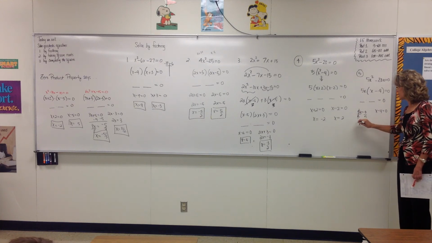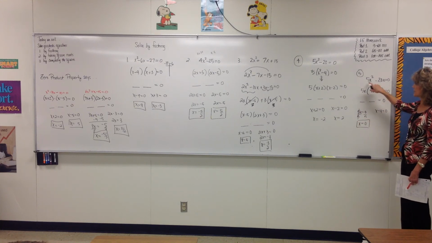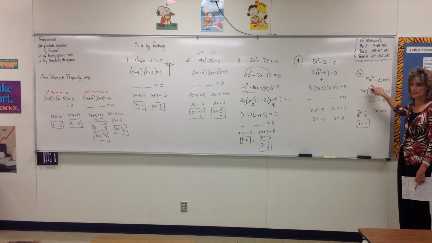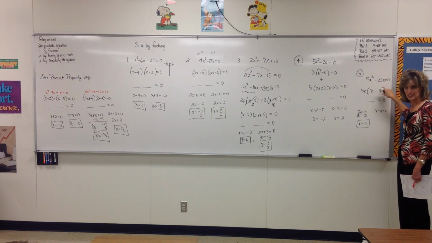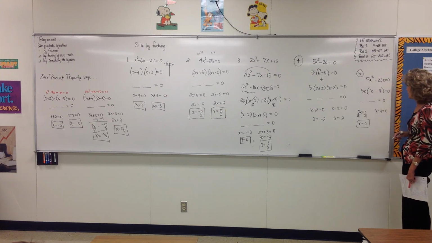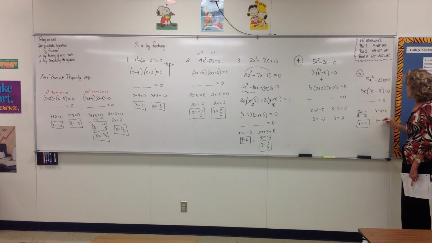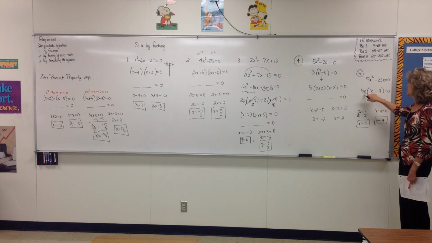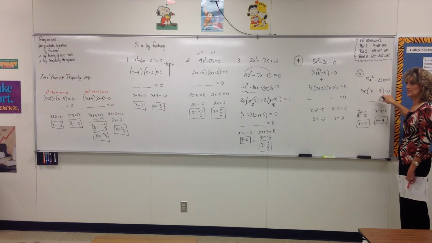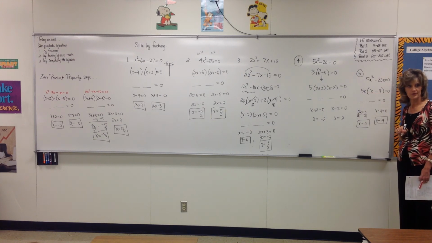For some reason, I don't know why, I always have students who don't like to get an answer of 0, but if you think about it, does 0 work if you plug it in? 5 times 0 squared, that's 0. Minus 20 times 0, that's 0. 0 minus 0 gives you 0. It works. The other thing that you could plug in is 4. 5 times 4 is 20. Times 4 minus 4, 20 times 0 is 0. Both of those work. Okay?